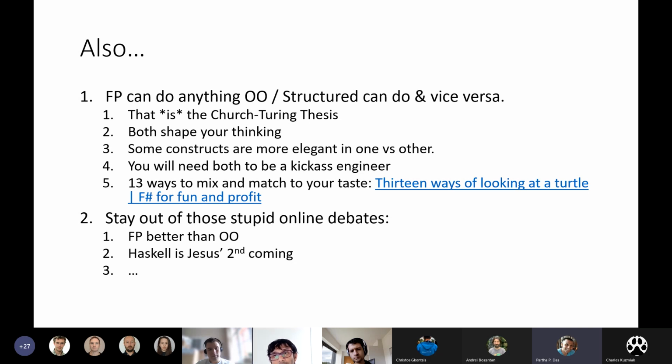Stay out of stupid online debates. You know, FP is better than OO, Haskell is Jesus' second coming, and stuff like that. So just stay out of that nonsense. It's a waste of time. It literally is a waste of time, because that's what Church and Turing have proven, right?